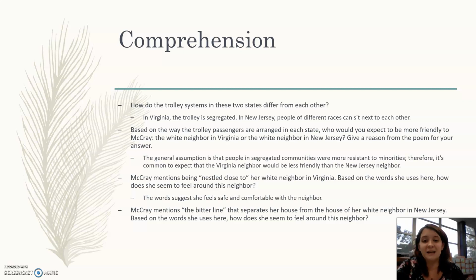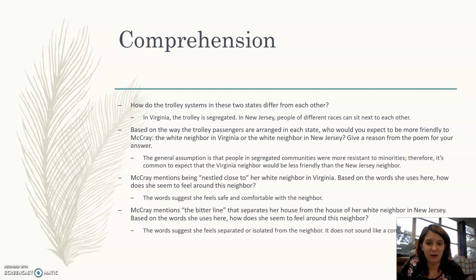So when you say nestled close, it tends to make her feel safe and comfortable. She also mentions the bitter line that separates her house from the house of her white neighbor in New Jersey. So based on these words, how does she feel about this? Well, a bitter taste isn't a very good taste, which means she probably doesn't feel very comfortable and she feels just isolated and separated from them. So I could assume this is probably not a comfortable situation.